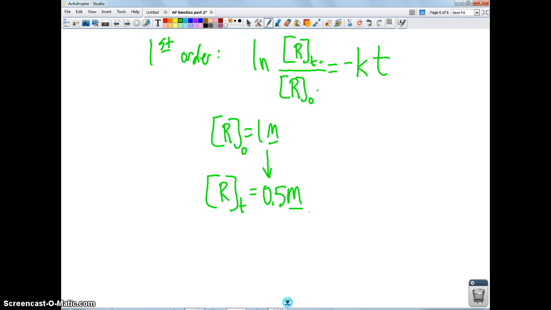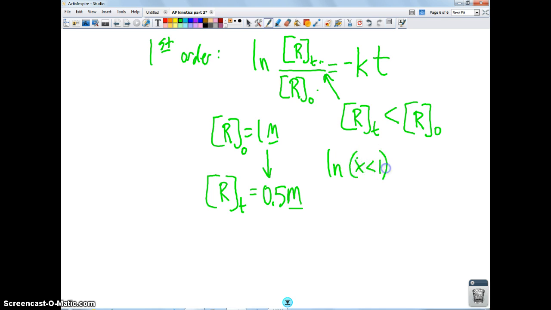So hopefully if you start to recognize what we're talking about here, the quantity on the top is going to be less. So the concentration of R at time t is going to be less than the concentration of R at time 0. As a result, when I take the natural log of a value x less than 1, it is going to give me a negative value. Thus, that's where this negative sign comes from.